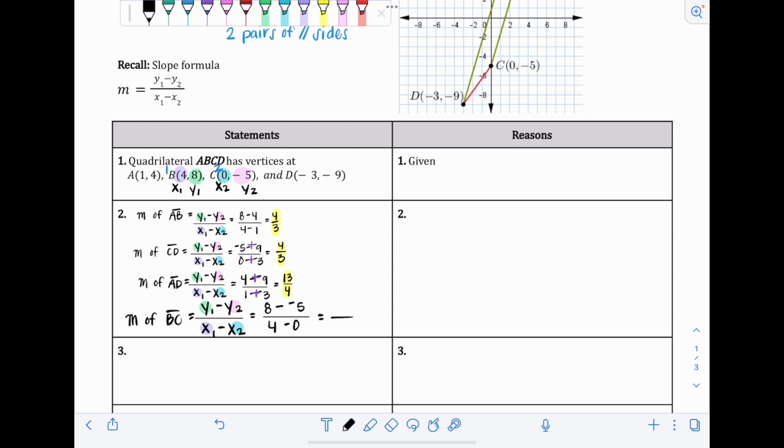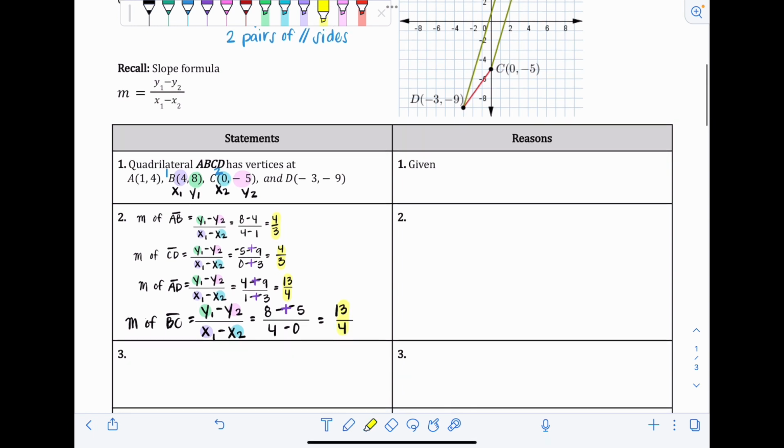In the numerator, we have that double negative, so 8 minus -5 turns into 8 plus 5, so that's 13, and then 4 minus 0 is 4. So we ended up with 13 over 4. If you notice, the first two were those red sides that we were trying to pair up and make sure were parallel. And then the last two were those greenish sides that we were trying to show were parallel. And we did. Those both ended up having a slope of 13 over 4.